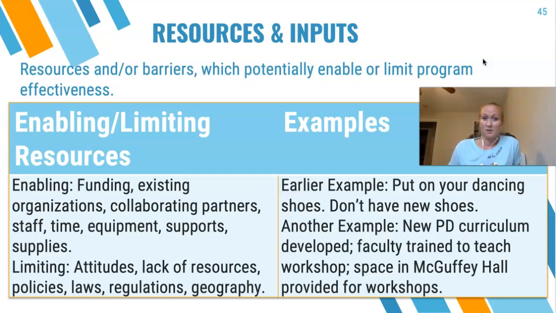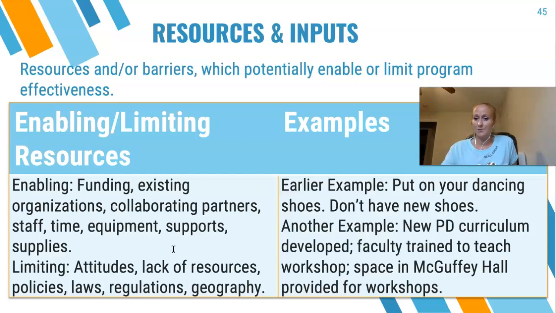Right? We need storage. So essentially, when you talk about enabling or limiting resources, sometimes enabling would be funding, having existing organizations. So this is where you would want to list your community partners, people who collaborate with you, staff, time, equipment, supports, and supplies. Those that would be limiting would be obviously attitudes, a lack of resources, maybe not having agreeable policies or laws or regulations, or even just geography. It's not really as attainable given the physical space and constraints you have to work with.